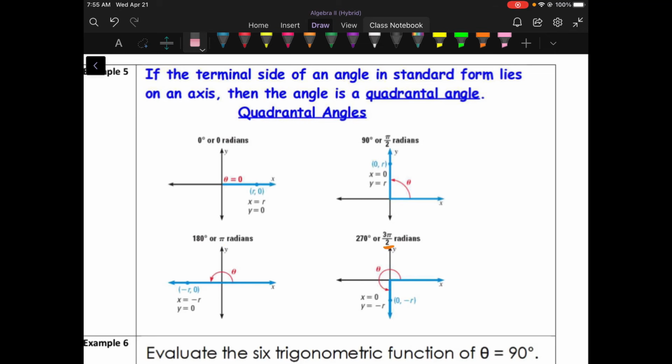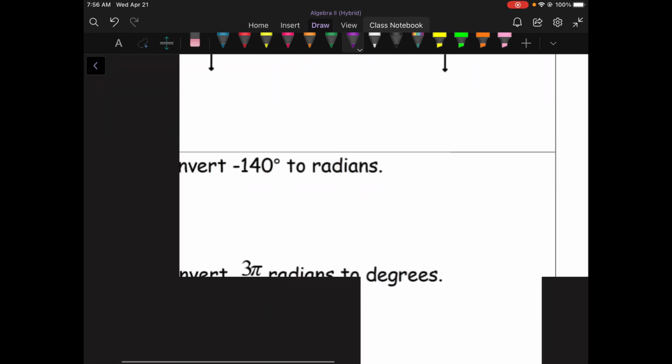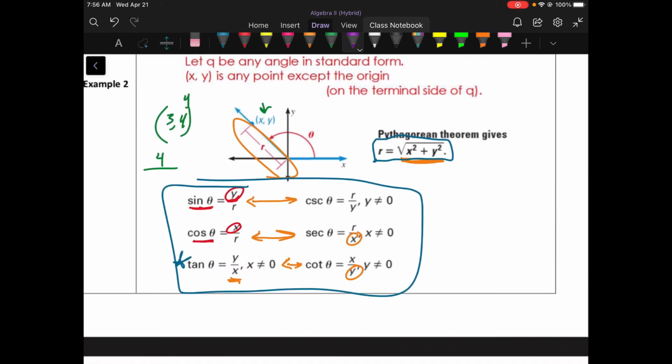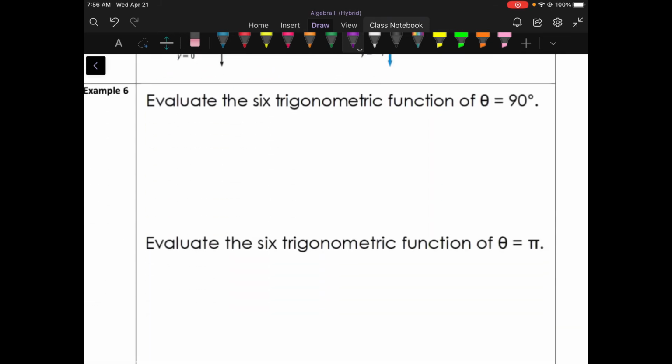Okay, so just the relationships here, you can still talk about your sine, cosine, and tangent relationships in terms of x, y, and r, like right here, which might be useful. But now, like I said, because we have quadrant angles, one of those values is going to be 0. Either x is going to be 0 or y is going to be 0. So you're going to have some undefined terms. You're going to have some 0 terms. So let's take a look here at some examples.